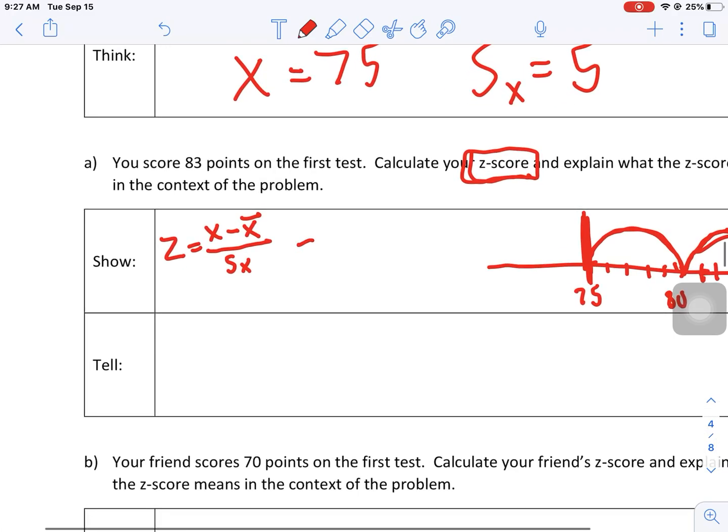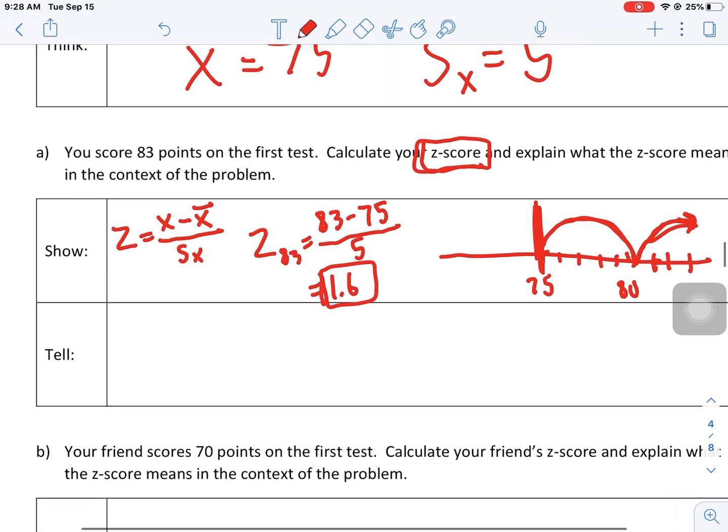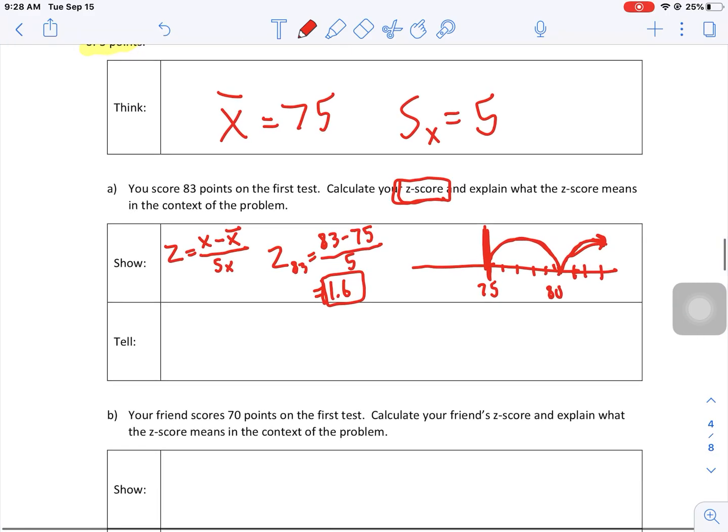Let's see what we get here. So my z-score for 83 is 83 minus the mean, which we said was 75, and we divide by our standard deviation of 5. You can put this in your calculator or do it mentally. 83 minus 75 is 8. 8 divided by 5 is 1.6. So we have a z-score of 1.6. And what that means is that a score of 83 points is 1.6 standard deviations above the mean.